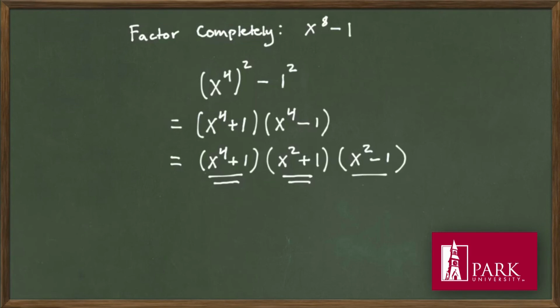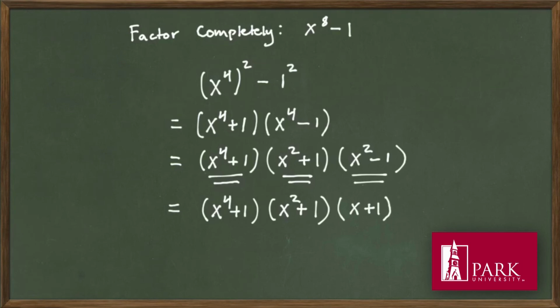However, we do have one factor that will reduce further, x squared minus 1. So now we can write this as x to the 4th plus 1. Again, these guys are just along for the ride. And our final factor will reduce down to x plus 1 times the quantity x minus 1. And if we look at that answer, you'll notice that there's no factor that can go any further, therefore we've completely factored x to the 8th minus 1.